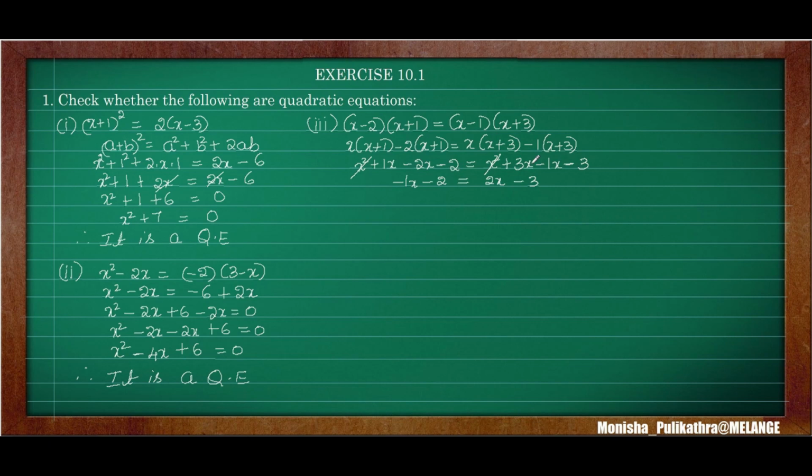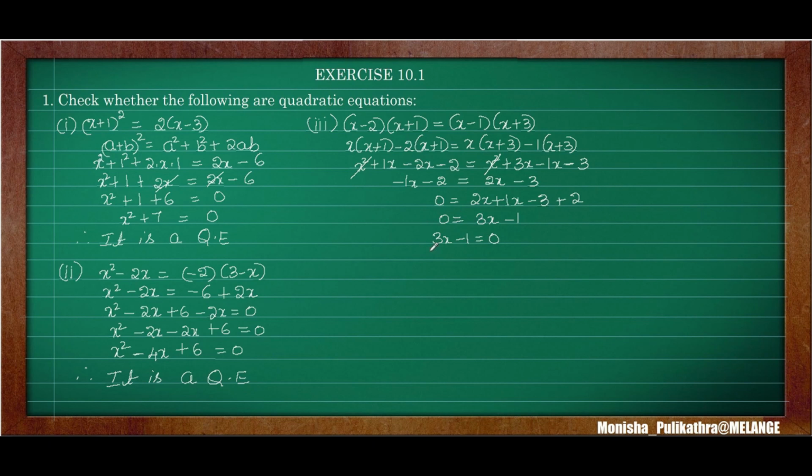Next I will be shifting this number to the right hand side, so it will become 0 is equal to 2x. I will be shifting minus 1x to this side, it will become plus 1x. Minus 3 as it is. I will be shifting minus 2 to this side, it will become plus 2. So 2x plus 1x is 3x, and minus and plus, we need to subtract it. 3 minus 2 is 1, larger number sign, 3x minus 1. So it is 3x minus 1 is equal to 0.